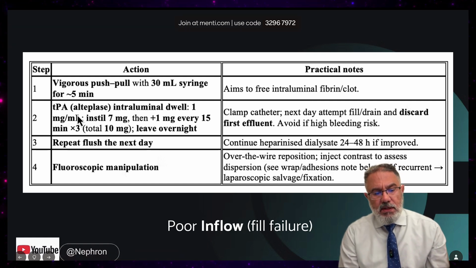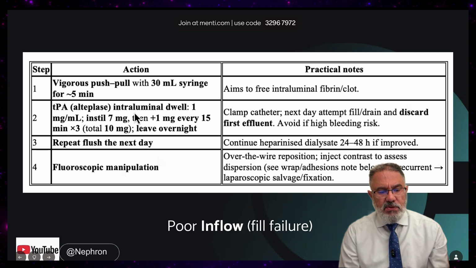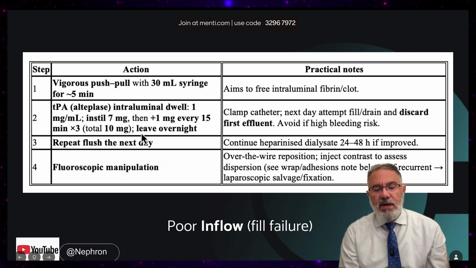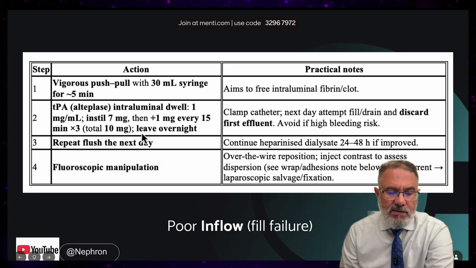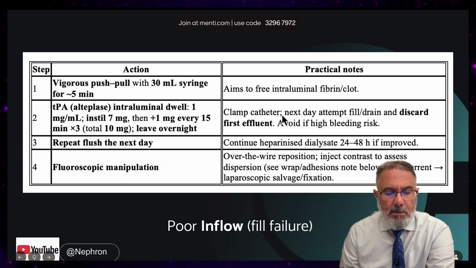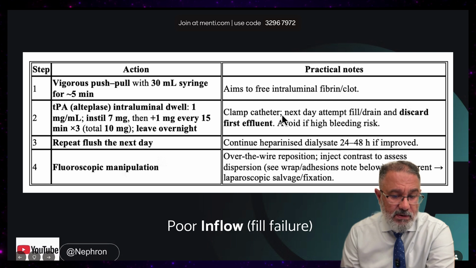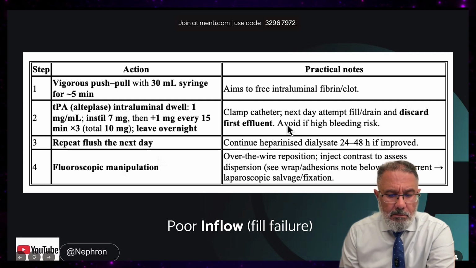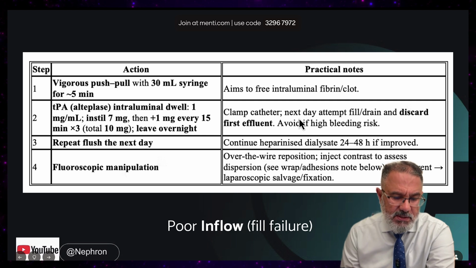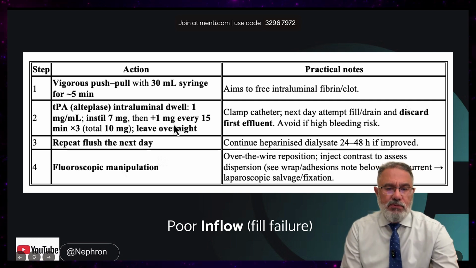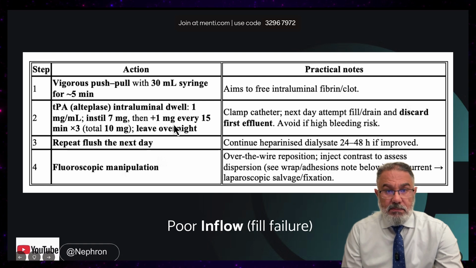The second step is to use alteplase intraluminal dwell, 1 milligram per ml: instill 7 milligrams, then 1 milligram every 15 minutes, 3 times, and leave that overnight. In this case, you will have to discard the first effluent the next day when you attempt fill and drain. But avoid this if the patient is at high risk of bleeding, because there is potential systemic absorption of alteplase through the peritoneal membrane.